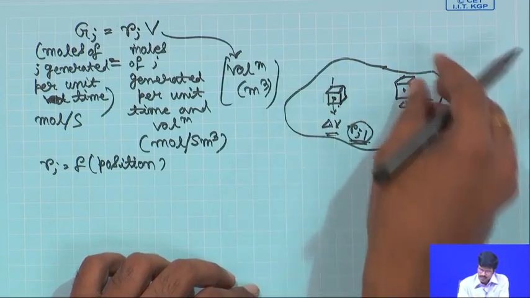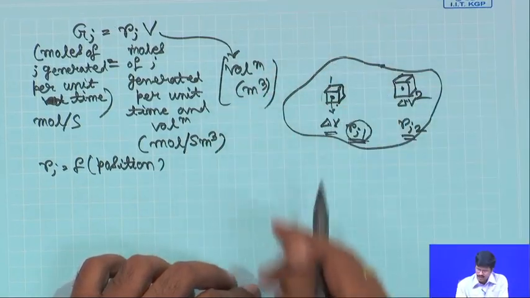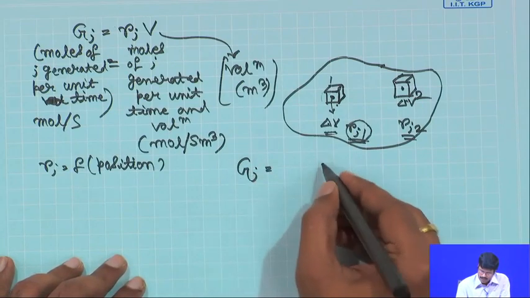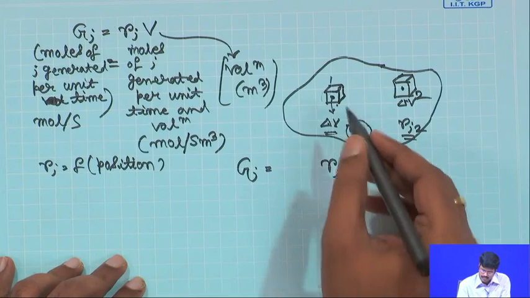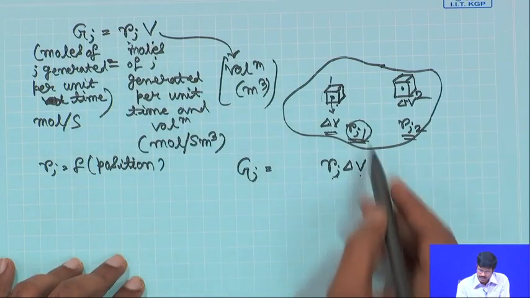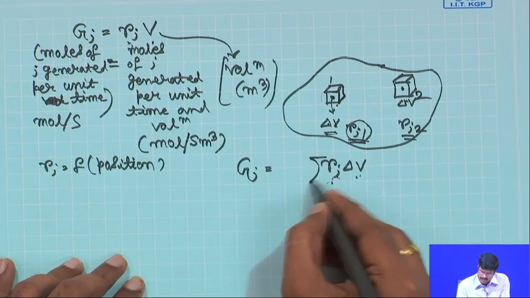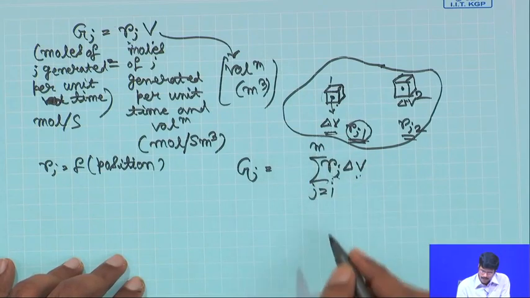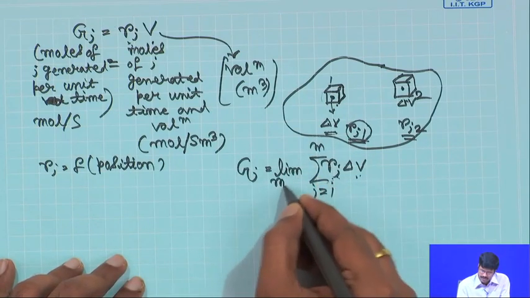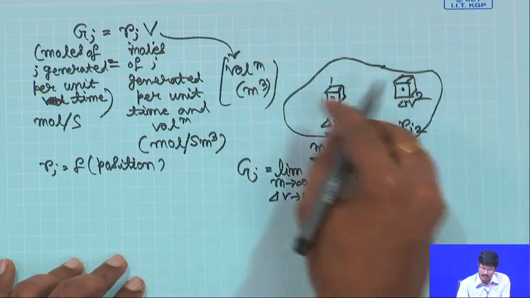So, likewise all these small volumes you have to add in order to get the overall generation. So, ultimately your Gj will be Rj into delta V, because Rj into V you have talked about. So, in this small volume Rj is constant, so you can write Rj into delta V. What is this J? This J varies from 1 to m, where the limit m tends to infinity, delta V tends to 0.